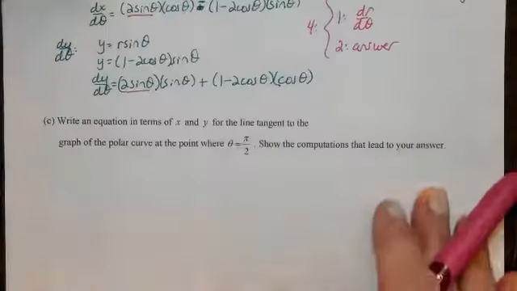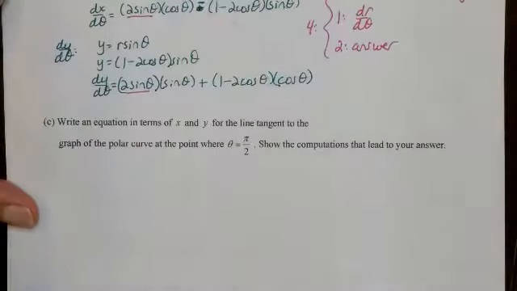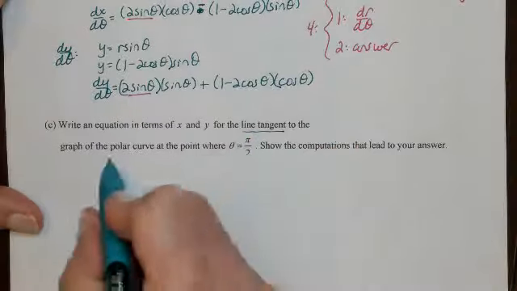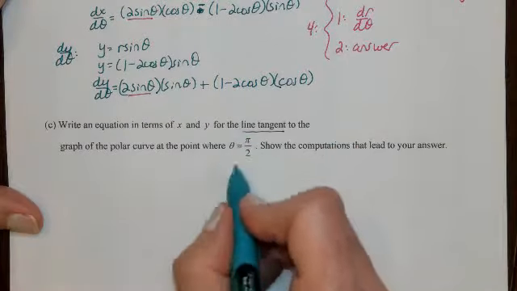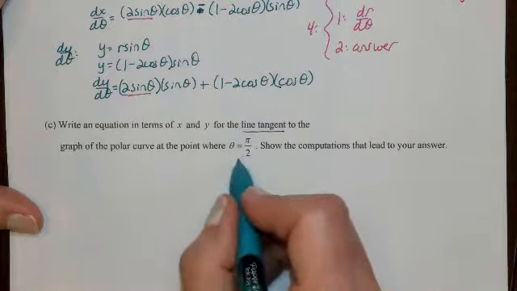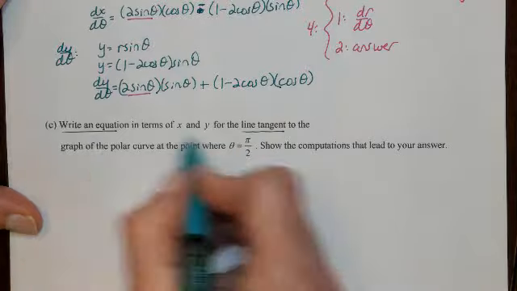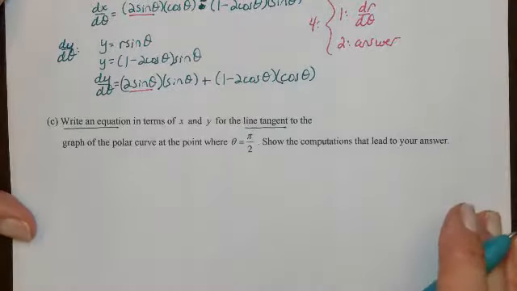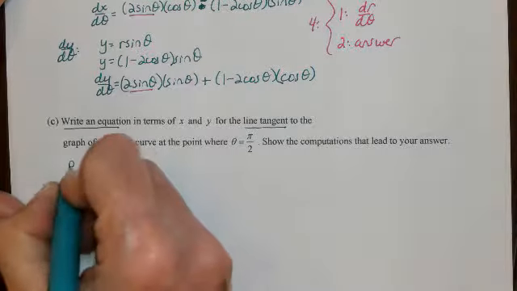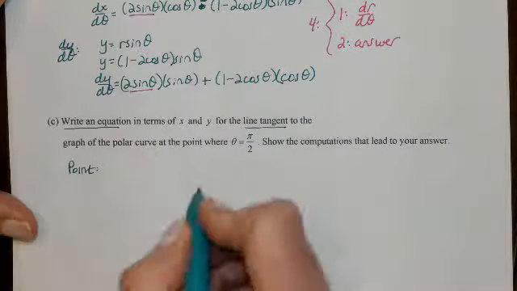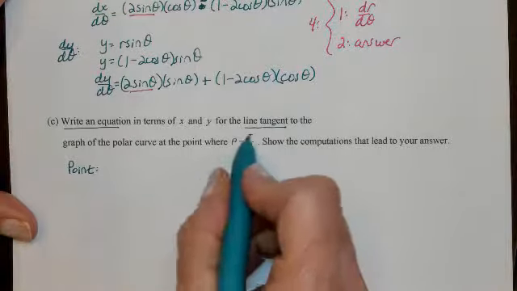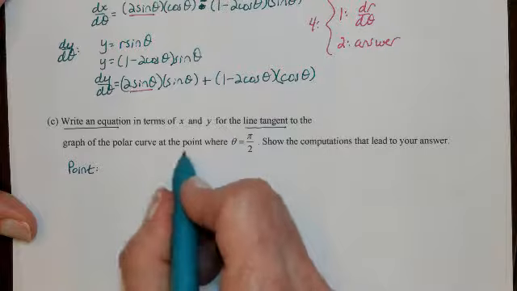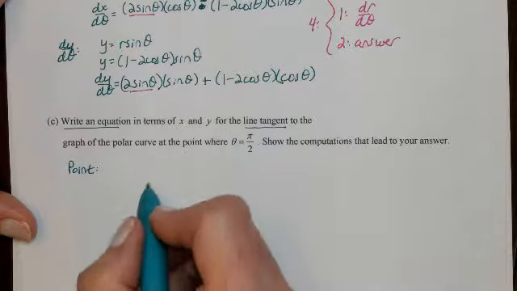Okay, part C. Write an equation in terms of x and y for the line tangent to the graph of that polar curve when theta is pi over 2. So we're writing the equation of a line. Well, for an equation of a line, I need a point and a slope, right? Let's do the point first. I need the point when theta is pi over 2. And I need this in terms of x and y, so I'm going back and using x and y, right?